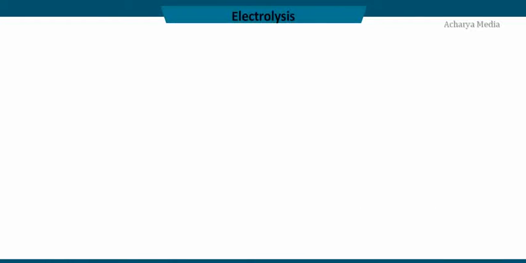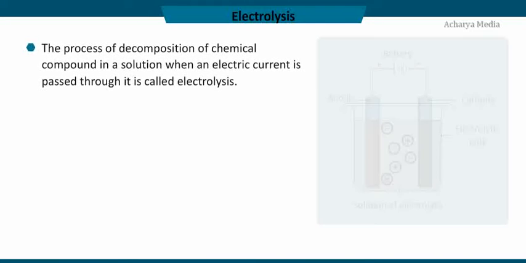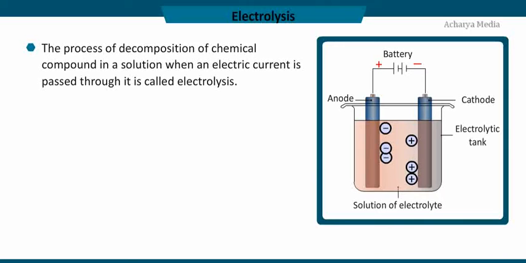When current is passed through a conducting solution, it decomposes into its constituents. This process of decomposition of a chemical compound in a solution when an electric current is passed through it is called electrolysis, and the solution is said to be an electrolyte.